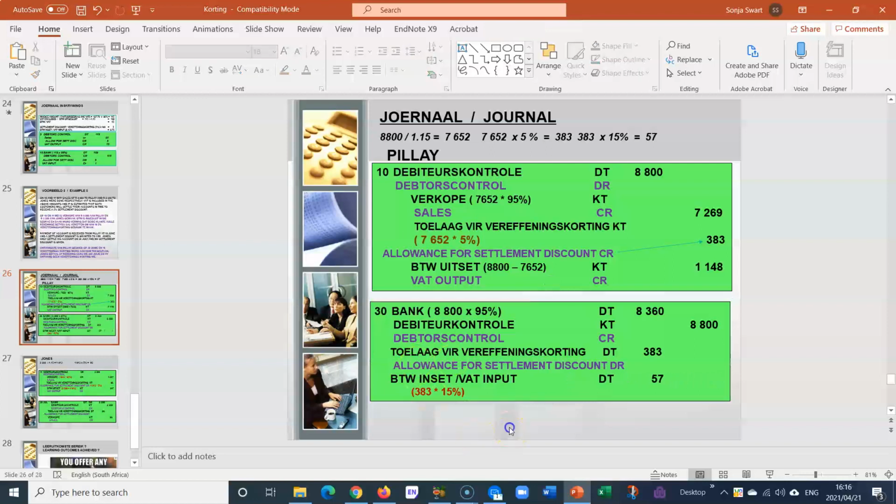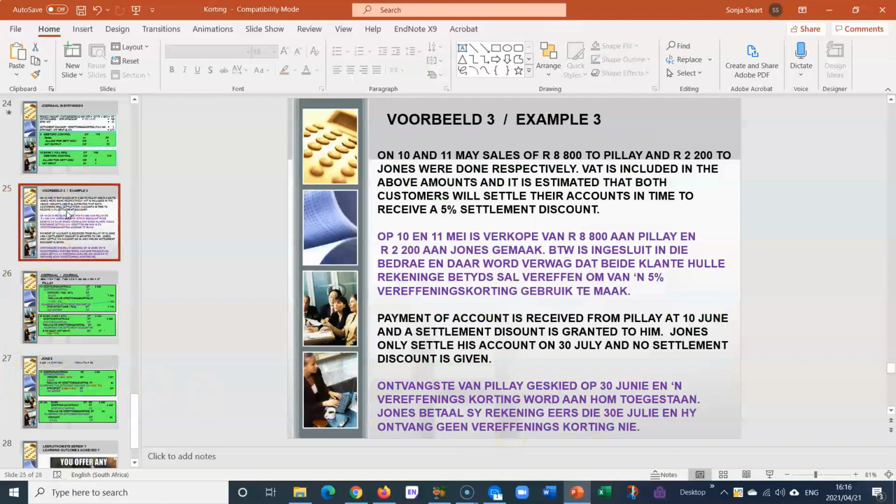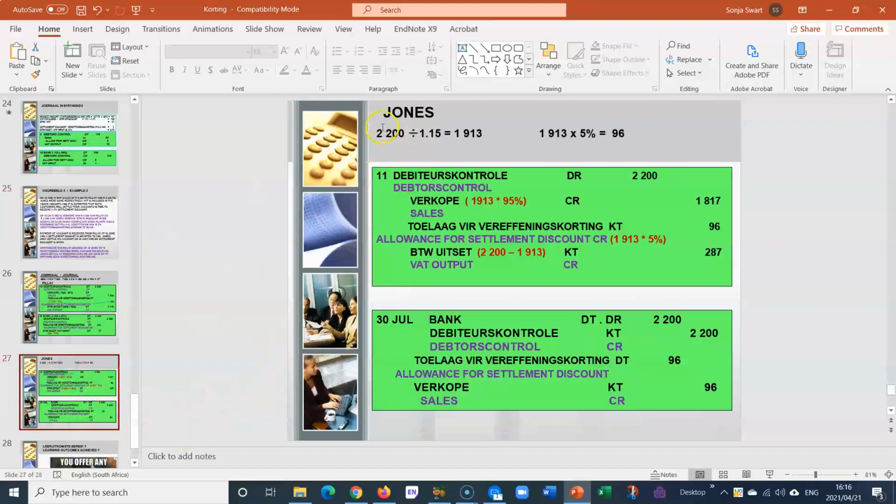There. Okay. Let's take the second guy. 2,200 was done to Jones. So again, determine the invoice price, 2,200. Take out the VAT, 1,913. Take the VAT exclusive amount and break it down into the two legs. 95% to sales, 5% to the allowance for settlement discount. Debtors control will be debited with the invoice value of 2,200.